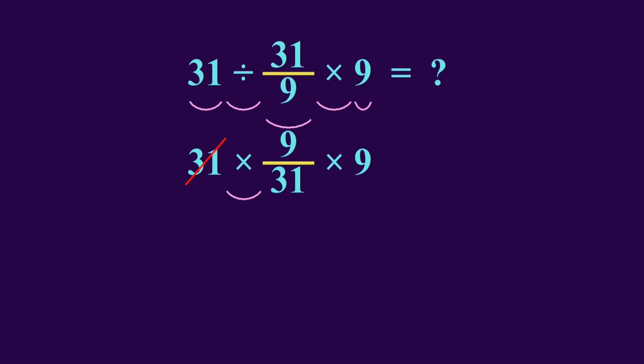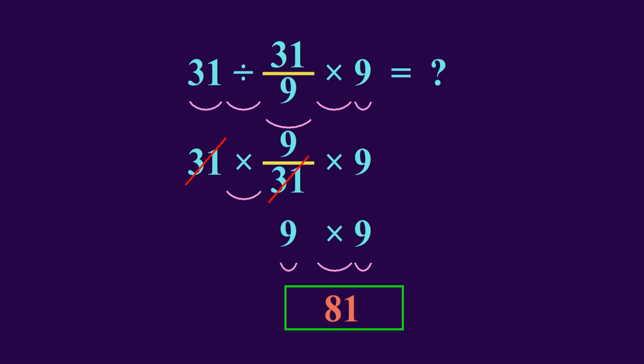We can easily cancel this 31 and this 31, which gives 9. And here again we have times 9. So here we have this 9 times 9, which equals 81. And this is our final answer to this problem.